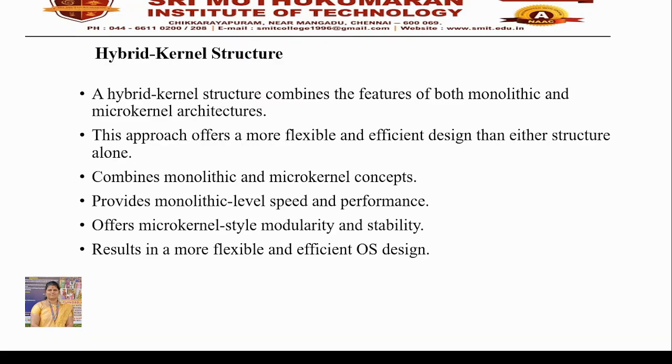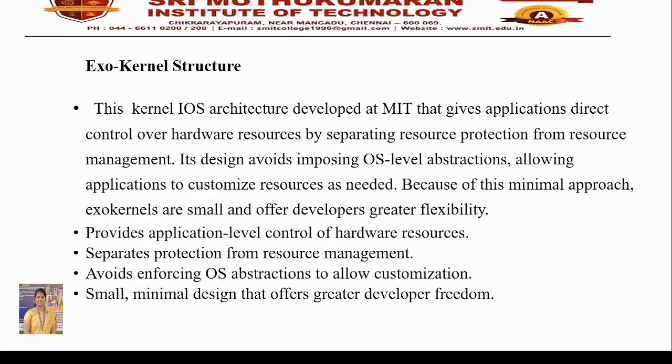Then the hybrid kernel structure. The hybrid kernel structure combines the features of both monolithic and microkernel architectures. It is designed to overcome the limits of either structure alone. The hybrid kernel structure combines monolithic and microkernel concepts. It provides monolithic-level speed and performance, along with microkernel-style modularity and stability. The result of the hybrid kernel structure is a more flexible and efficient operating system design.